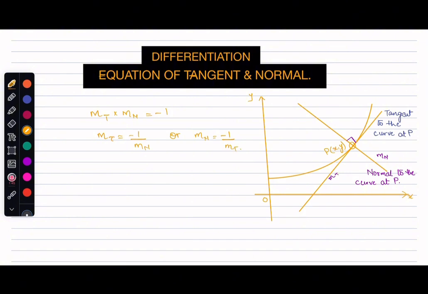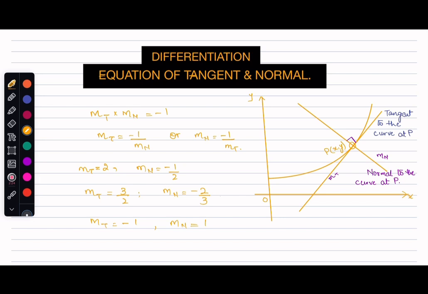So just for an example, if the gradient of a tangent is 2, then I should know that the gradient of normal needs to be -1/2. Or if I say that the gradient of tangent is 3/2, then the gradient of normal needs to be -2/3. Or if the gradient of tangent is -1, then the gradient of normal needs to be +1. So we know all these relationships between the tangent gradient and the normal gradient.